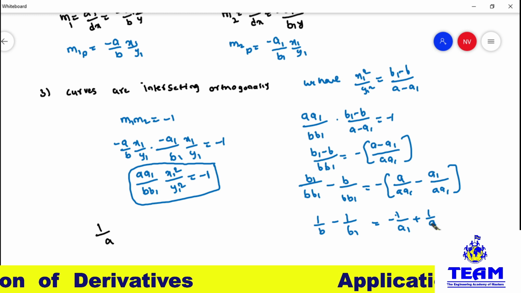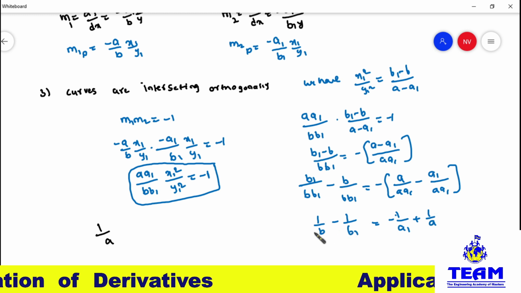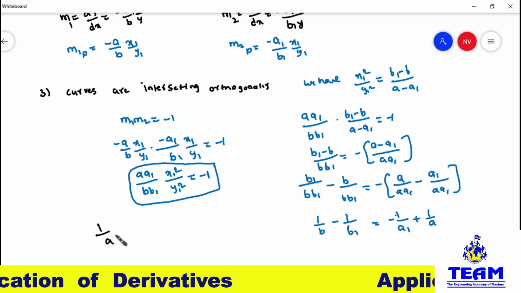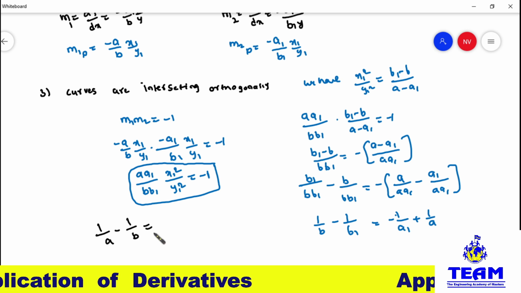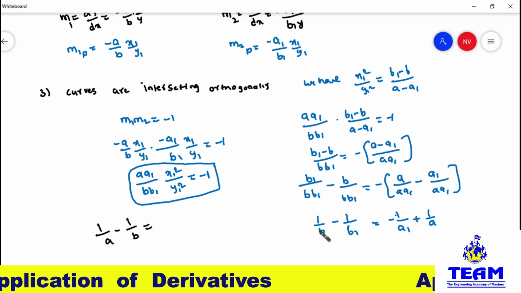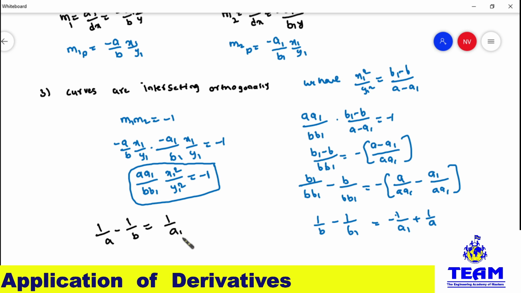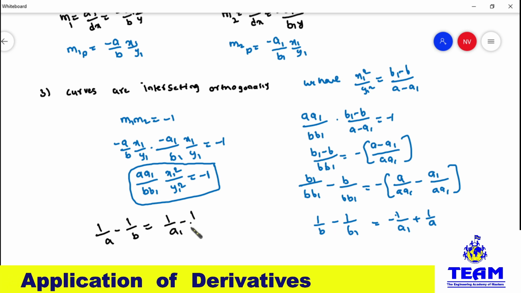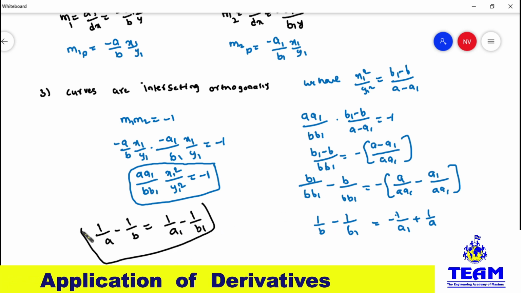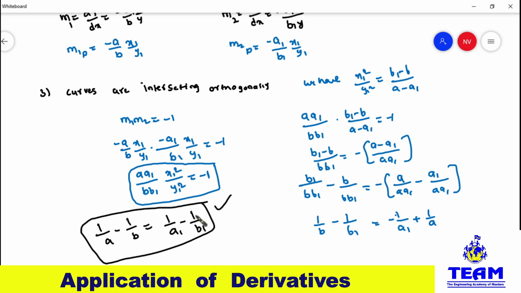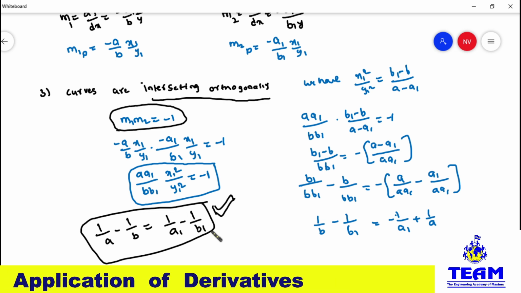So 1 by a is 1 by a. Here you have b. Now if you take this b to the left side, what will happen? Minus 1 by b, which is equal to, taking this to the left side, you will have positive 1 by a1 minus 1 by b1. So proved or not? Yes. So like this we have to prove it. Okay, friends. Thank you for watching this video.